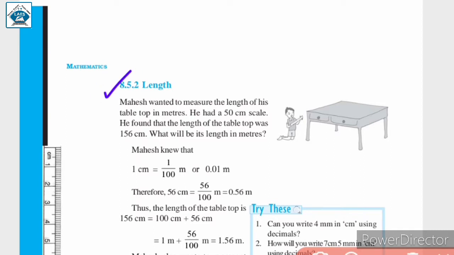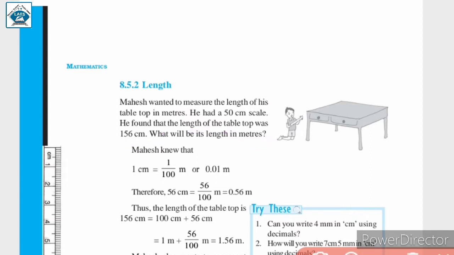Next, length. Mahesh wanted to measure the length of his tabletop in meters. He had a 50 centimeter scale. He found that the length of the tabletop was 156 centimeter. What will be its length in meters? Mahesh had to measure the tabletop. ये जो table है उसे measure करना था. He had a 50 centimeter scale and he found out the length of the tabletop was 156 centimeter. अब हमें इसे convert करना है मीटर में.